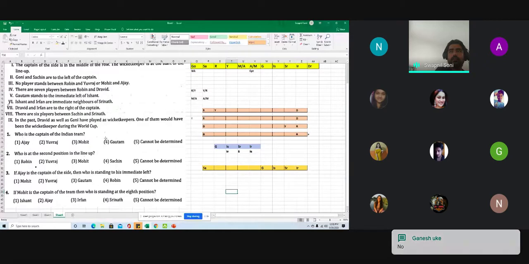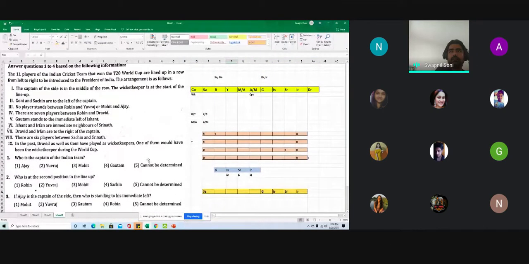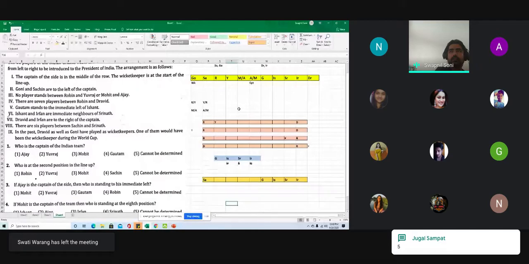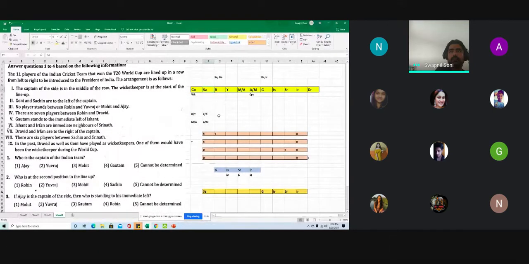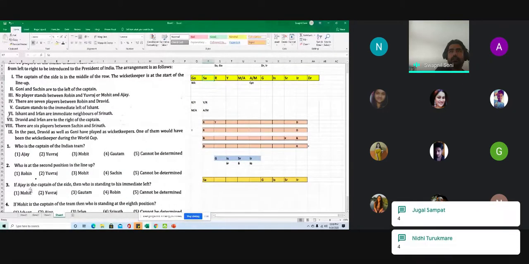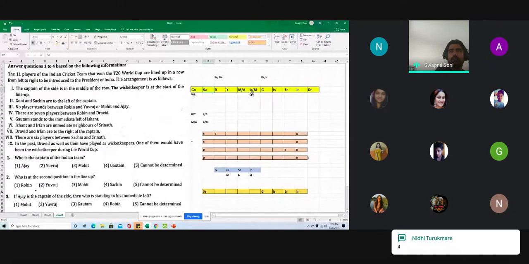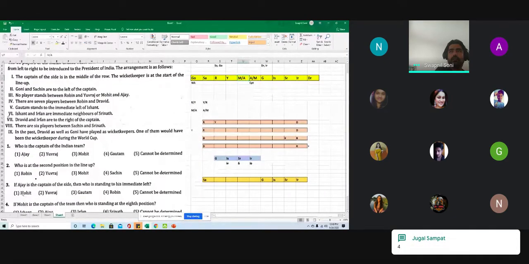So who is the captain of Indian team? Cannot be determined. It could be either Ajay or Mohit. दोनों में से कोई भी हो सकता है. So cannot be determined. Who is at the second position in the lineup? Second position goes to Sachin. If Ajay is the captain of the side, then who is standing to his immediate left? अगर Ajay captain है, तो उसके left में कौन होगा? Mohit. So Mohit is the answer.